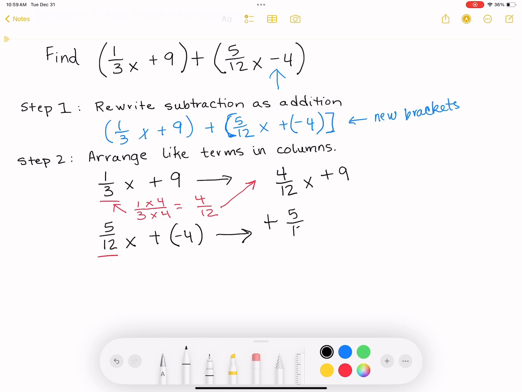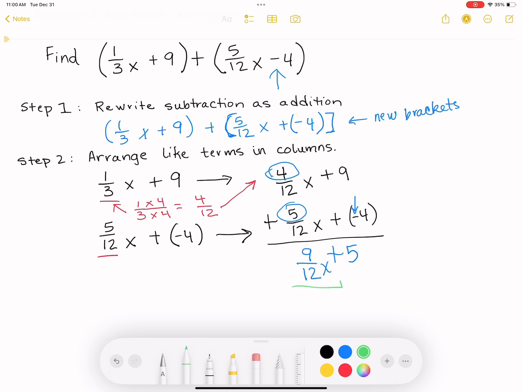So 5/12 x plus negative 4. Now you'll see that we have a negative 4 and a positive 9. That just means that we need to subtract the two numbers. So we'd get positive 5 because 9 is bigger and it's positive. Next, we look at our numerators and we see 4 plus 5. That equals 9. So 9/12 x plus 5.